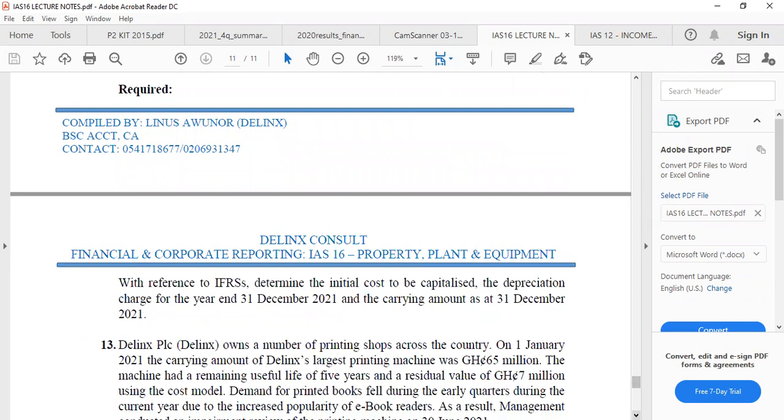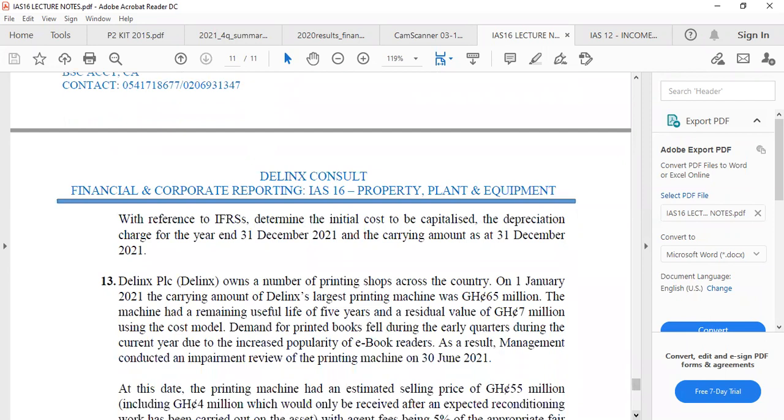Please, I can't see the requirements. With reference to IFRS, determine the initial cost to be capitalized, the depreciation charge for the year ended 31st December 2021, and the carrying amount as at 31st December 2021.